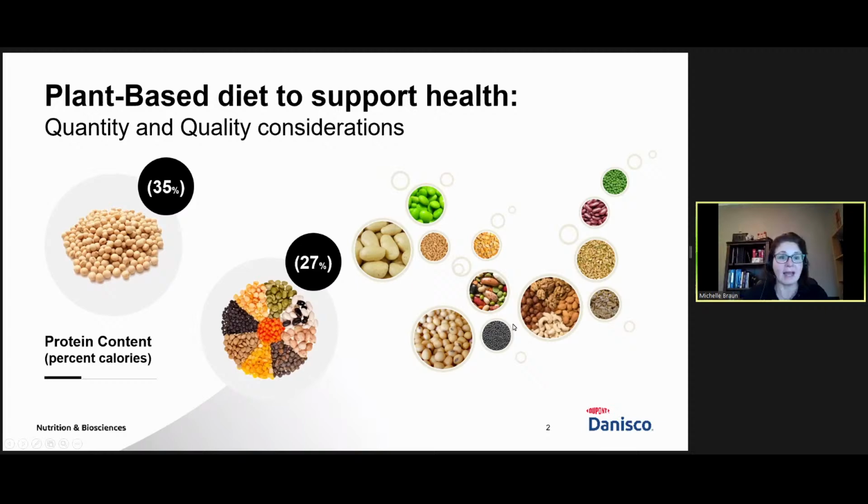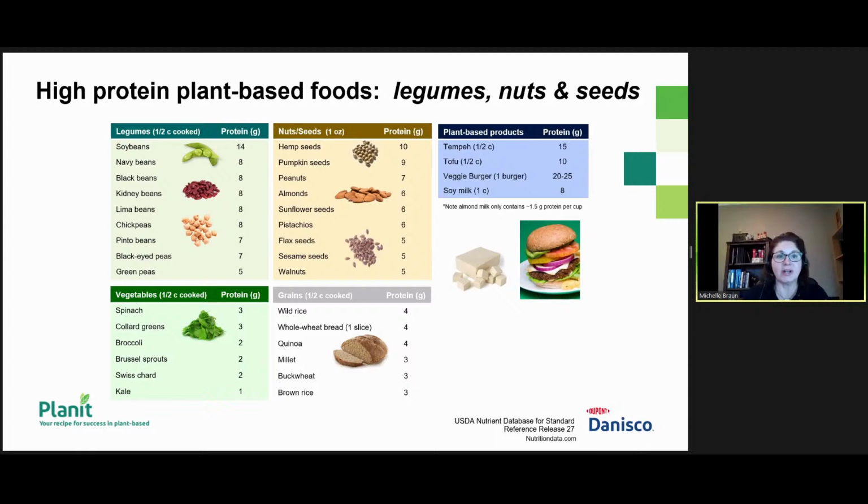This is a list of common high protein plant-based foods. As you can see, legumes, nuts, and seeds tend to have the highest amount of protein per serving. Vegetables and grains can provide protein as well, although not to the same extent as legumes, nuts, and seeds. There are also food products made from plant ingredients, including soybeans, that will deliver plant proteins such as tofu and soy milk, which are more traditional food forms based on ingredient versions of plant sources.